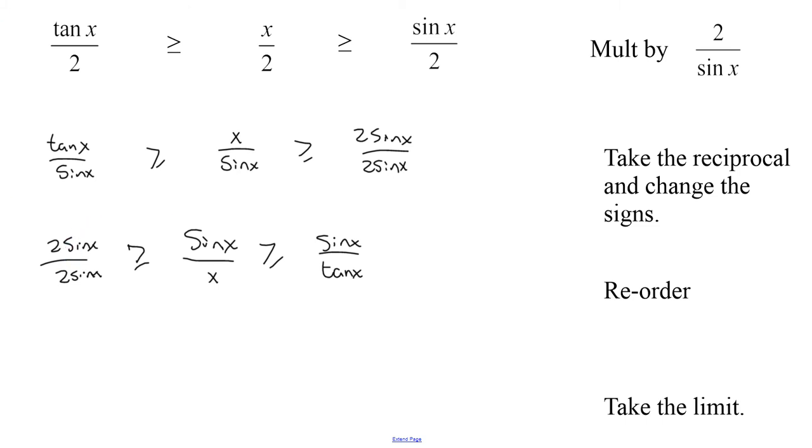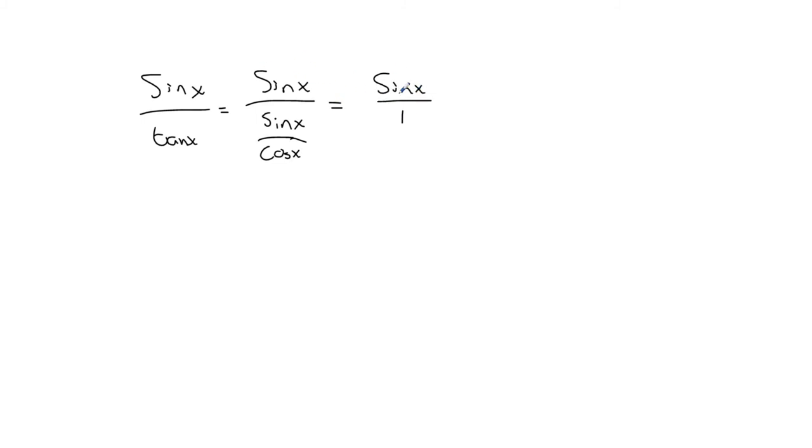Just as a little aside here, I get sine x over tangent x. Remember that tangent x is sine x over cosine x. And so this would be a sine x over 1, that's this top fraction. And since I'm dividing by a fraction, it would be cosine x over sine x. So those cancel, and it leaves me with cosine x over 1, which is just cosine x.